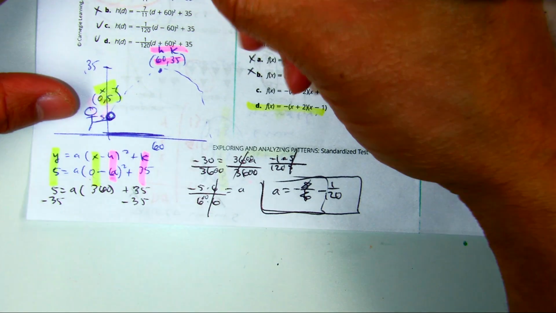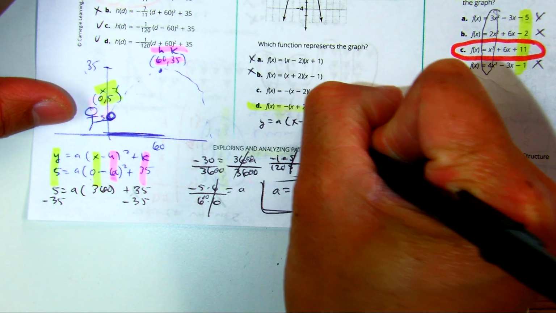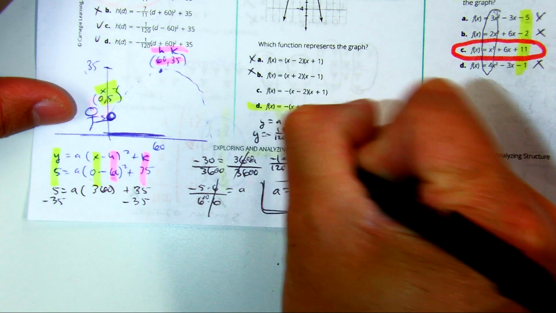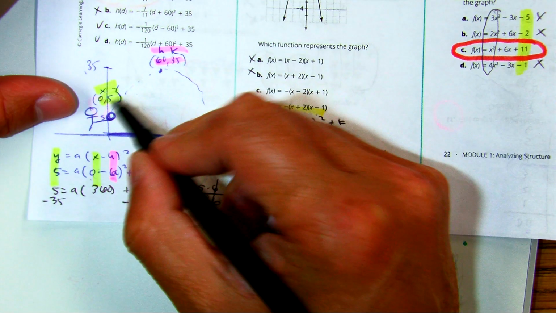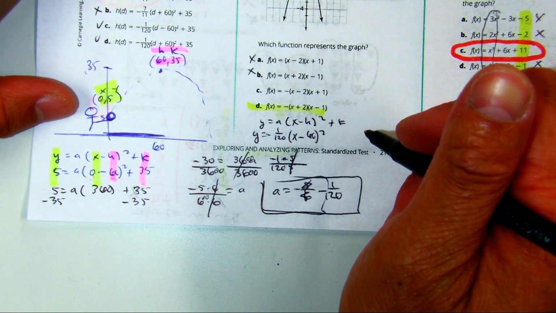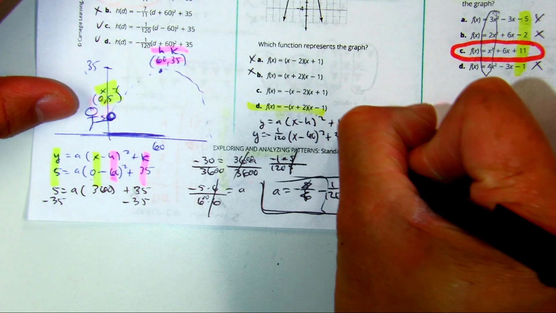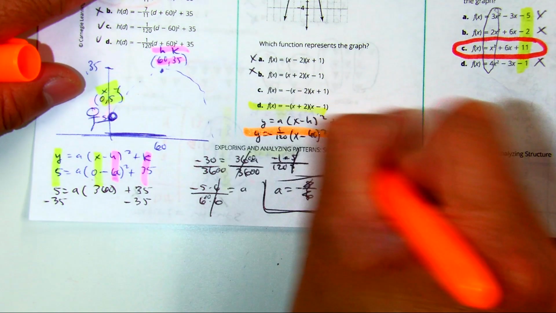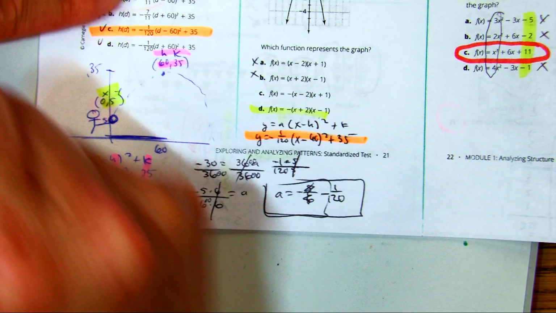And then I need a... So you can just write a formula. a times (x minus h) squared plus k. So a value is negative 120. You leave your y's and your x's. Your h value is 60. And your k value is 35. So my formula, this one, would match x minus 60, plus 35. So that would be choice C. Number 3, the answer is C.